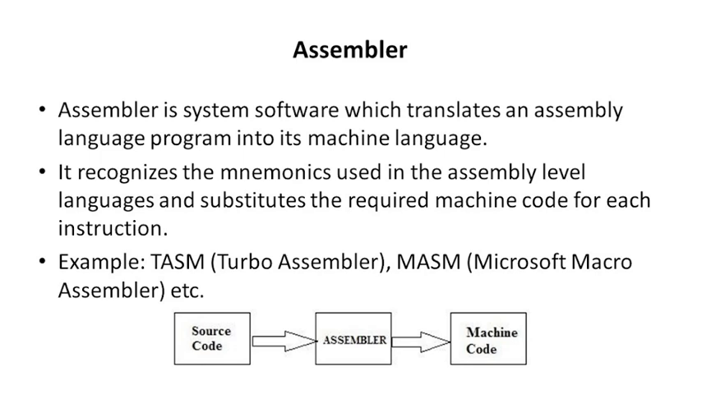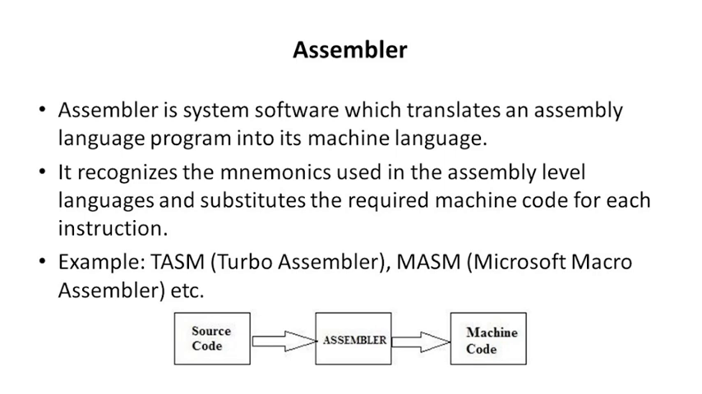What is an assembly level language? It is a language that is written in a form understandable to the user. What is a machine language? A machine language is a language written in machine code, that is in binary form, zeros and ones. The assembler recognizes the mnemonics used in the assembly level language and substitutes the required machine code for each instruction.